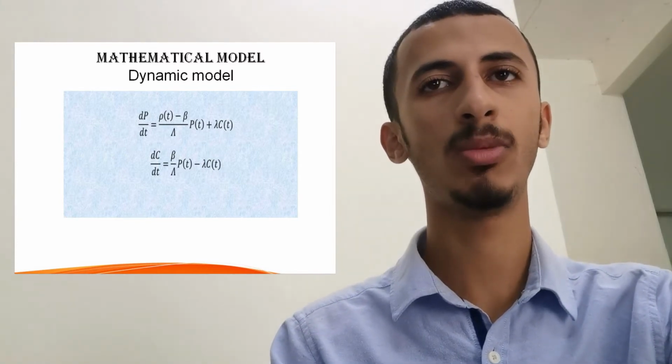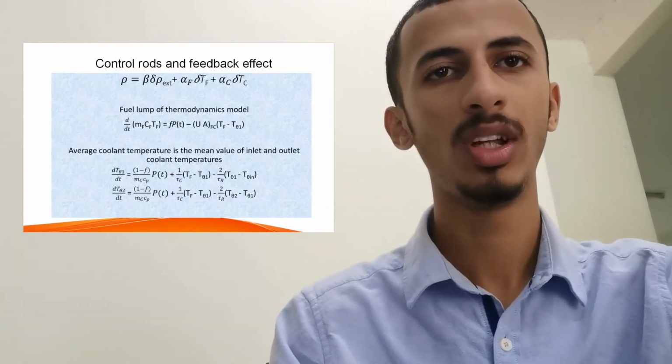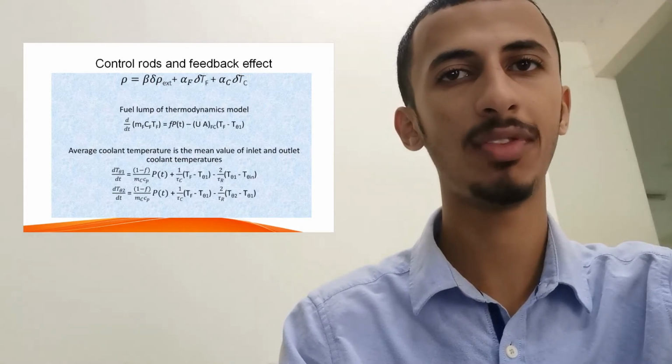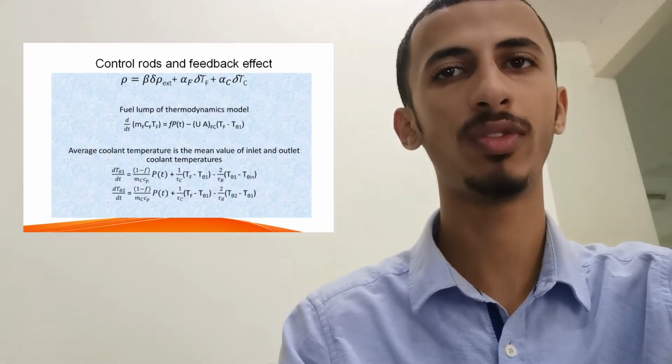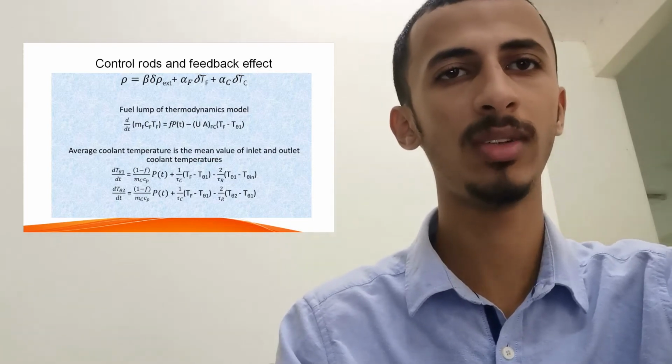My part is the mathematical model. For the dynamic model, the equation using a single combined delayed neutron group is as follows. For the control, the reactivity induced by control rods and feedback effects due to core fuel and coolant temperatures and pressure, we use this formula.